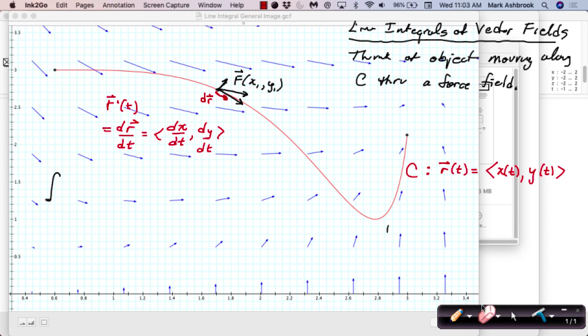So what I'm going to accumulate here is all the forces along the way, but dot dr. And that's going to give me little amounts of force from the force field always in the direction of motion along the curve.